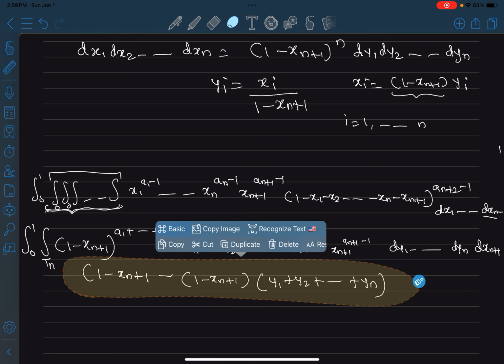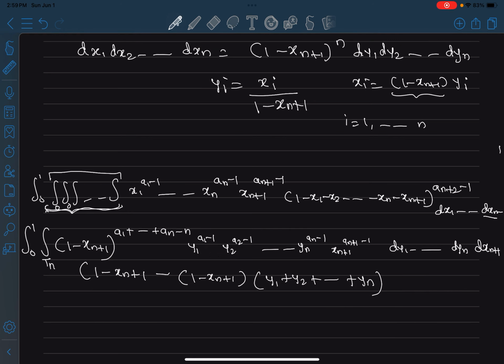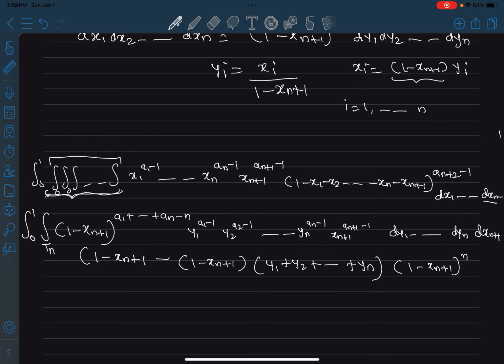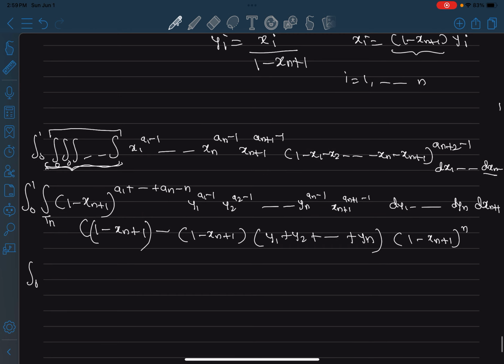Shouldn't forget, this is all a product in the same integral: 1 minus xn plus 1 to the power n. Now, like I was telling earlier, how this is helpful is that I can take 1 minus xn plus 1 common over here, and that will simplify and help us use the inductive hypothesis. So this is from 0 to 1, this is the nth simplex, right?